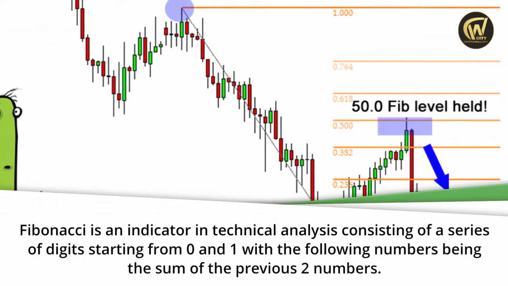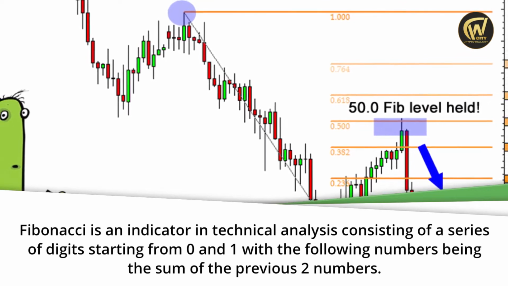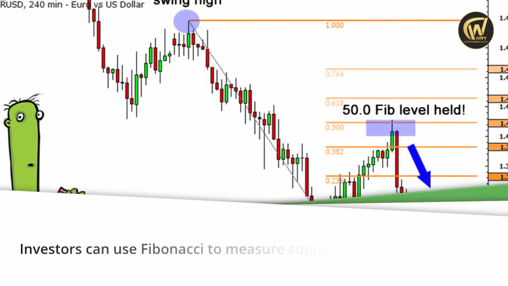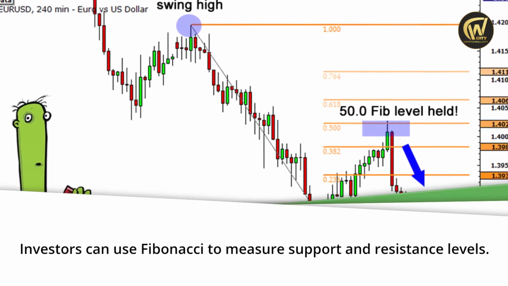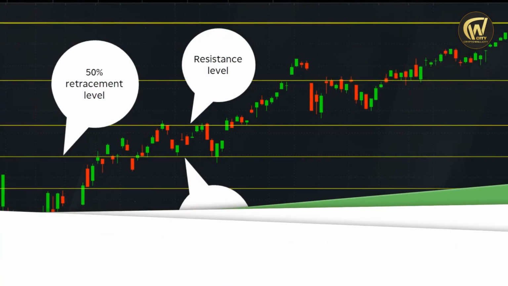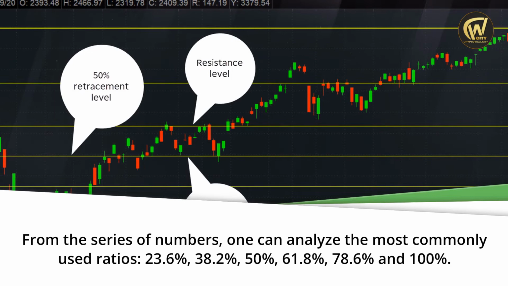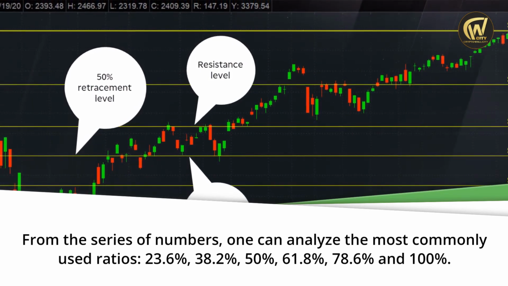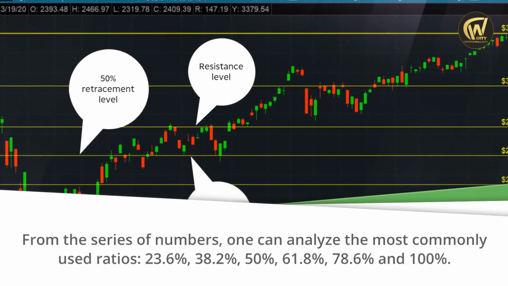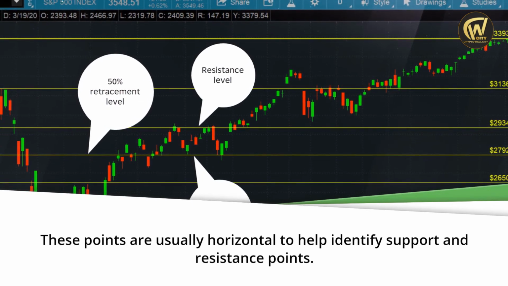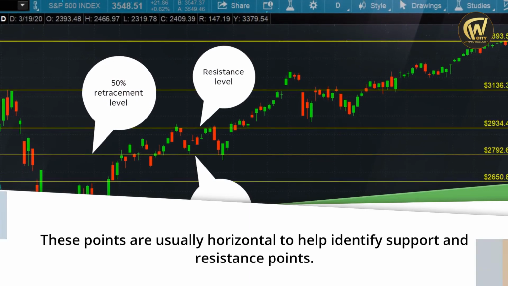many investors. Apply Fibonacci. Fibonacci is an indicator in technical analysis consisting of a series of digits starting from 0 and 1 with the following numbers being the sum of the previous two numbers. Investors can use Fibonacci to measure support and resistance levels. From the series of numbers, one can analyze the most commonly used ratios: 23.6%, 38.2%, 50%, 61.8%, 78.6% and 100%. These points are usually horizontal to help identify support and resistance points.